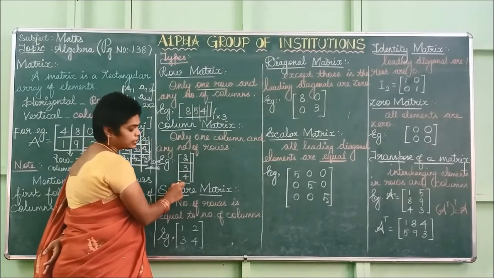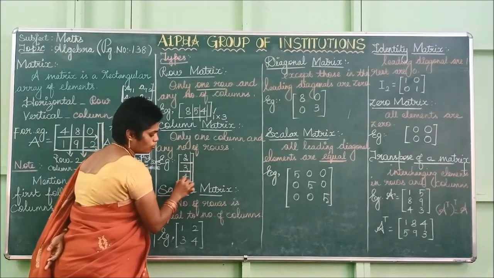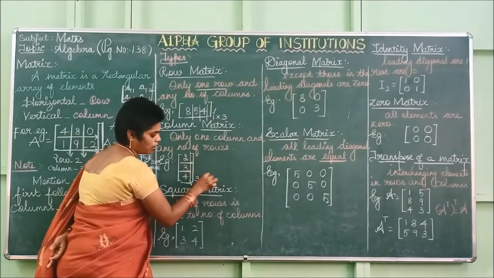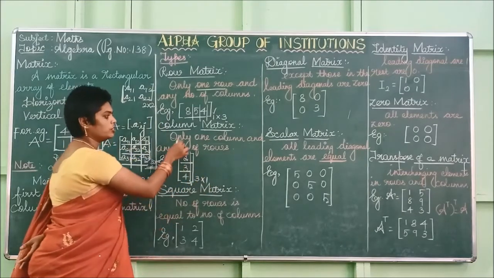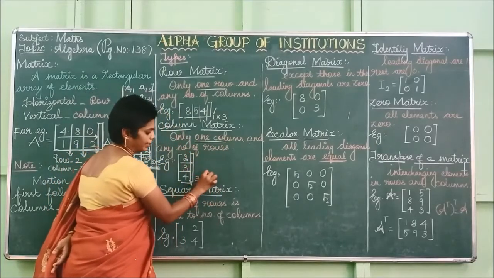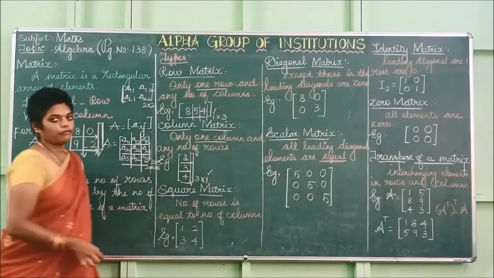So write the order for this matrix. 3 rows, so rows must be first: 3 rows into 1 column, 3 cross 1. So the statement is: only one column and any number of rows.